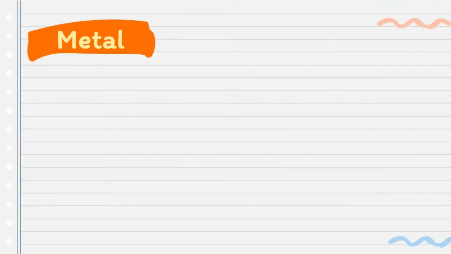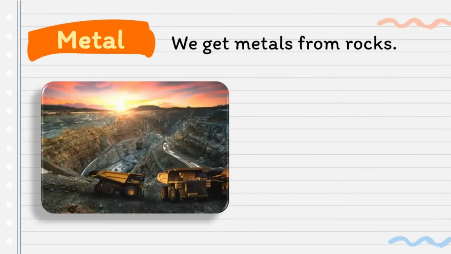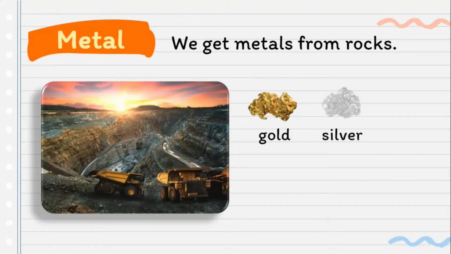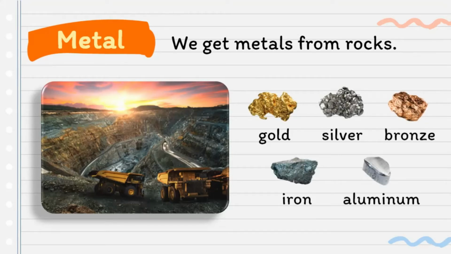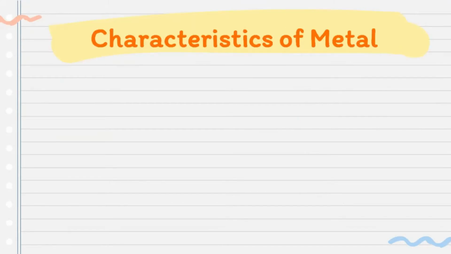Let's start with metal. We get metals from rocks. The most common metals are gold, silver, bronze, iron, and aluminum. Now let's take a look at the different characteristics of metal.